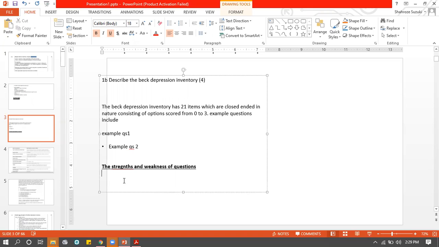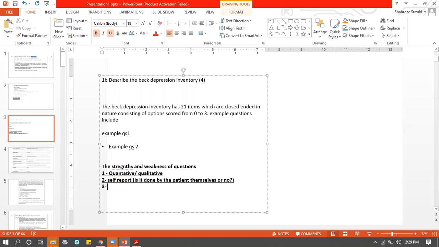Your answer is going to be based upon whether it's quantitative or qualitative data. You're going to talk about strengths and weaknesses in terms of what type of data it gives you. Number two, is it self-report? As in, is it done by the patient themselves? Self-report means it's done by themselves, as if you are a depressed person and you solve the BDI yourself, it's self-report.